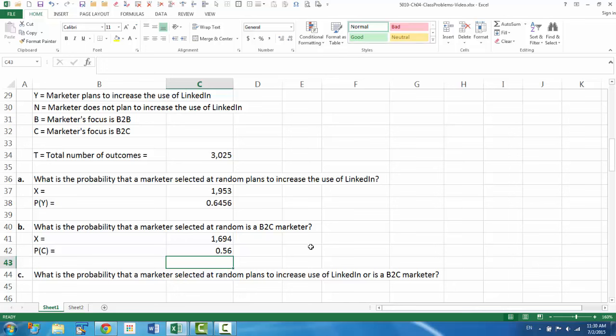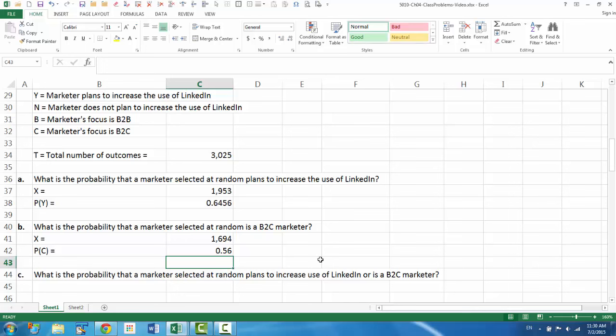Now question C is, what is the probability that a marketer selected at random plans to increase the use of LinkedIn or is a B2C marketer? This is a little more complicated question. For this we need what is called the general rule, so we need to go to PowerPoint and examine those rules, and then we'll come back to this question.